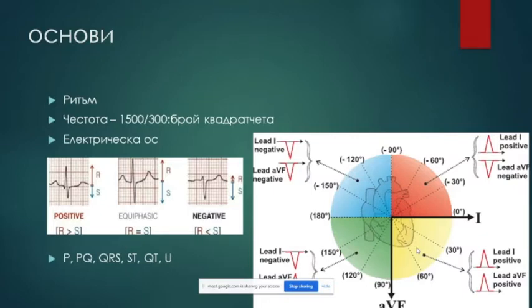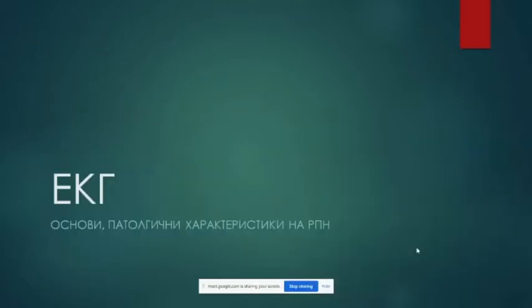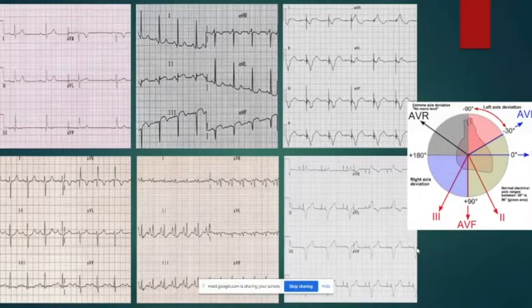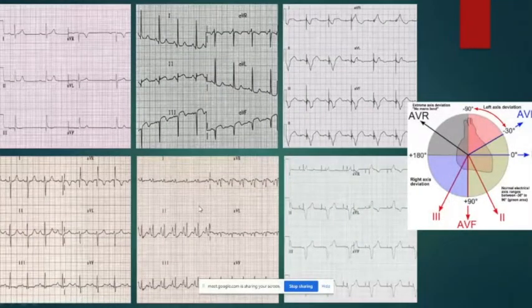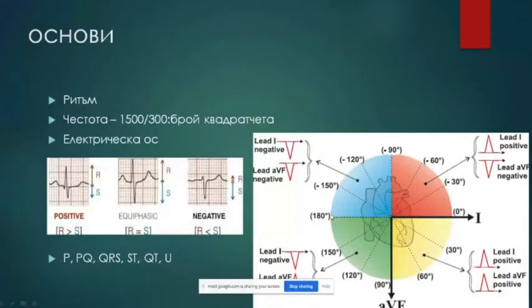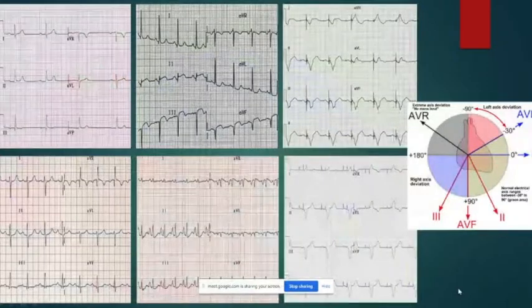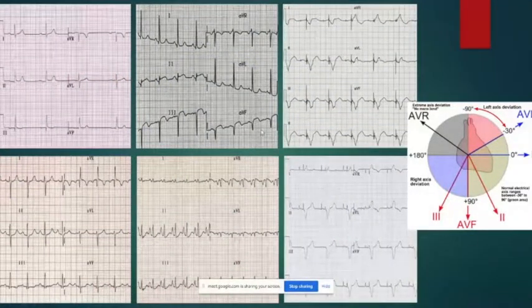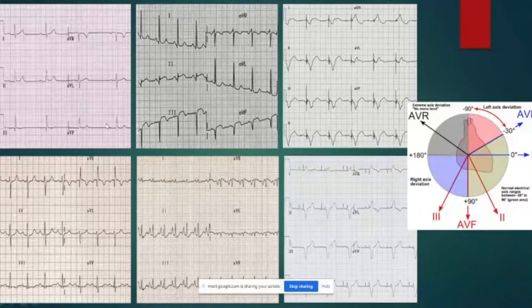I know it seems a little bit difficult, but it's more difficult when I'm explaining it than when it's shown. So here, usually we are using which leads? We are using lead number one because it's on 0 degrees, and lead AVF because it's on 90 degrees. And usually when they are positive, the axis is between them. This is simple. So whenever you have to define the axis, you first check lead number one and lead AVF.